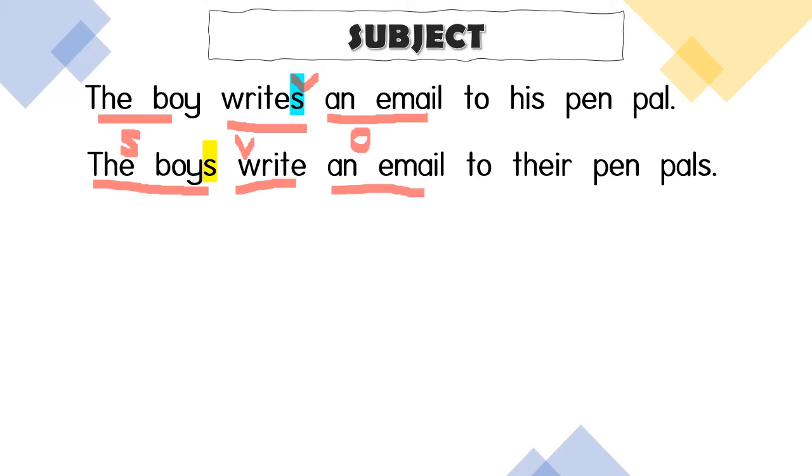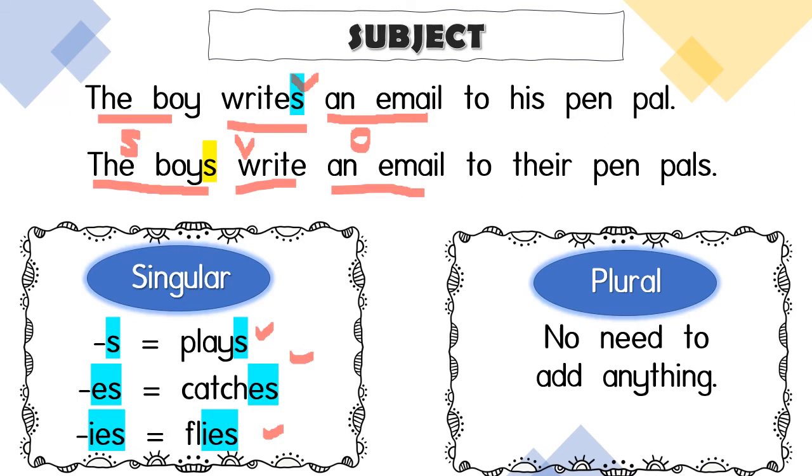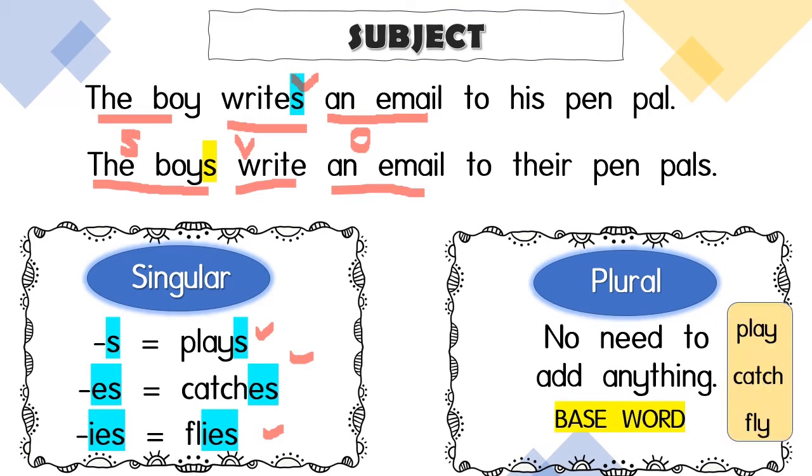Okay, so in conclusion, when the subject is singular, we add S, ES, and IES to the verb. And for the plural subject, no need to add anything. Okay, we just use its base word. For example, play, catch, fly.